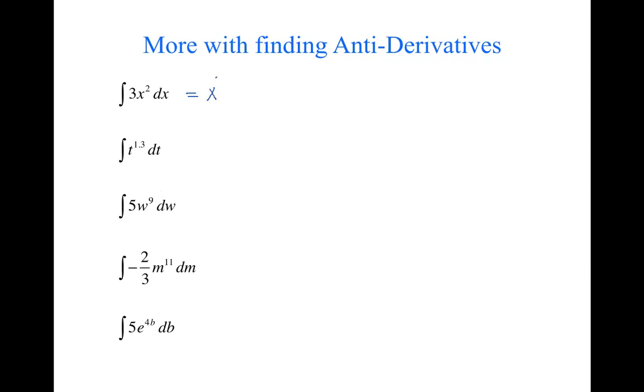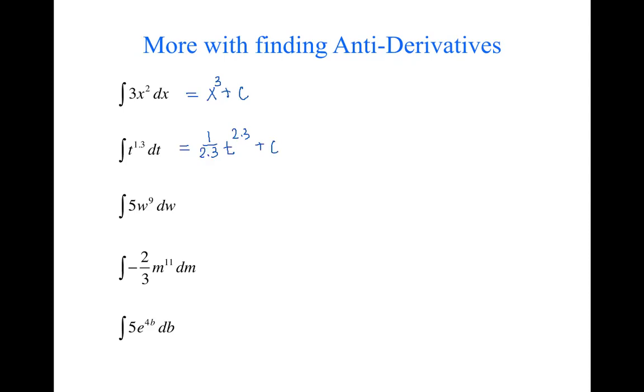So there's no evaluating, it's just no changing variables. Just figuring out what is the undoing the derivative part of this question. So for the next one here, this is also a power function.